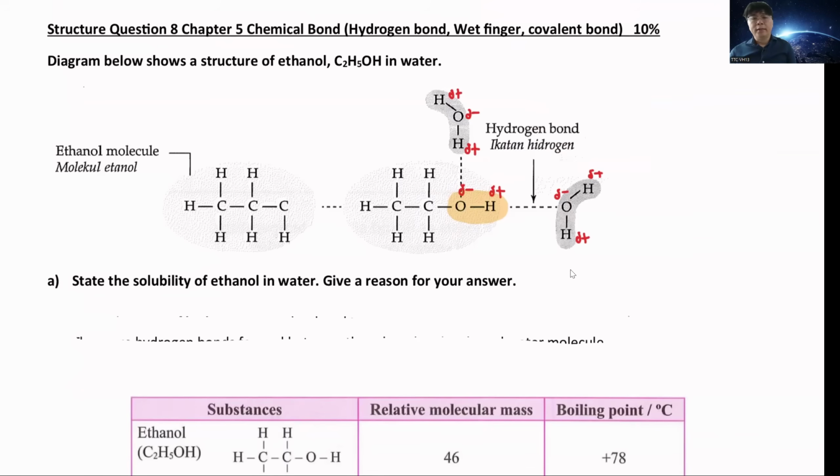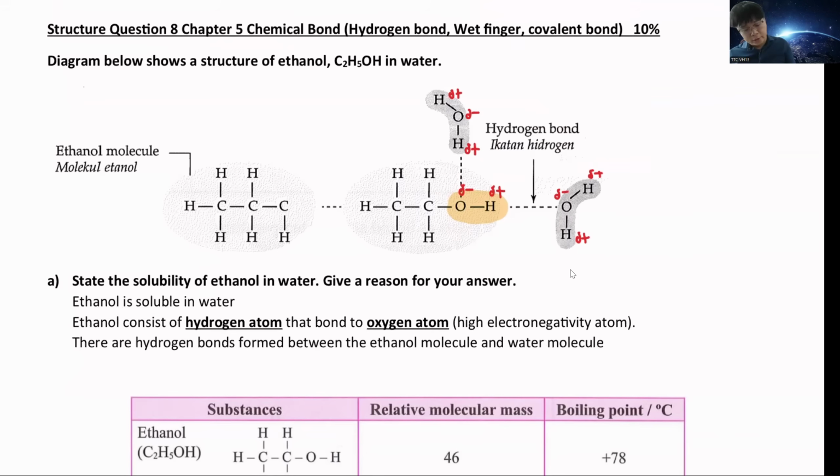Ethanol: related to why ethanol is soluble in water. You mentioned ethanol has H connected to O, which is highly electronegative. You must tell me why it qualifies for hydrogen bond. Due to having hydrogen bond, there will be hydrogen bond between water molecule and ethanol. That's why it is soluble in water.